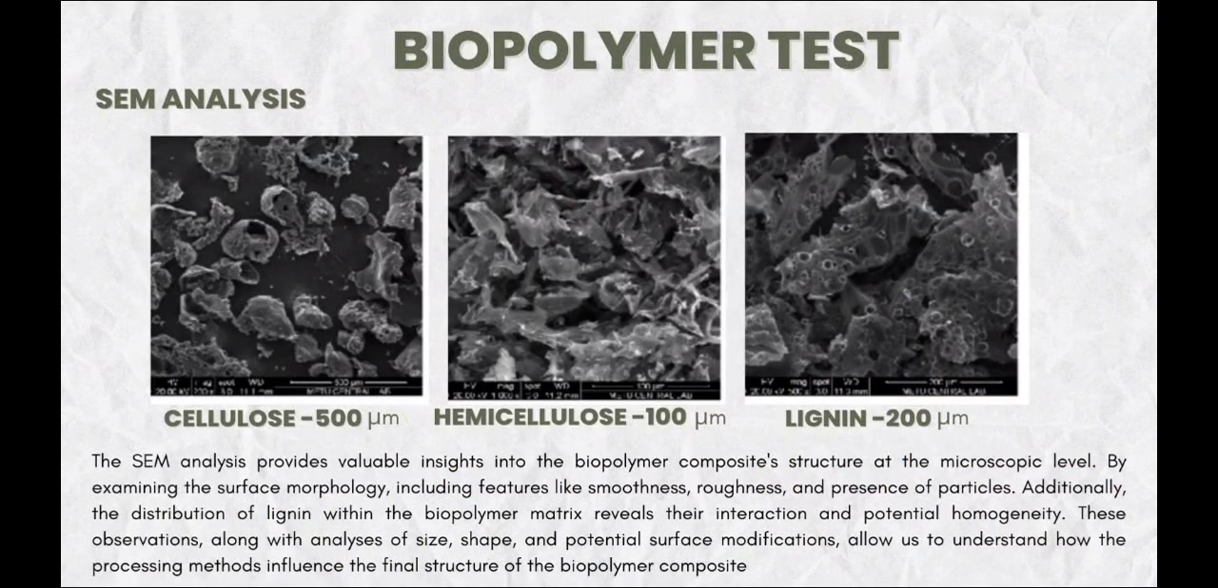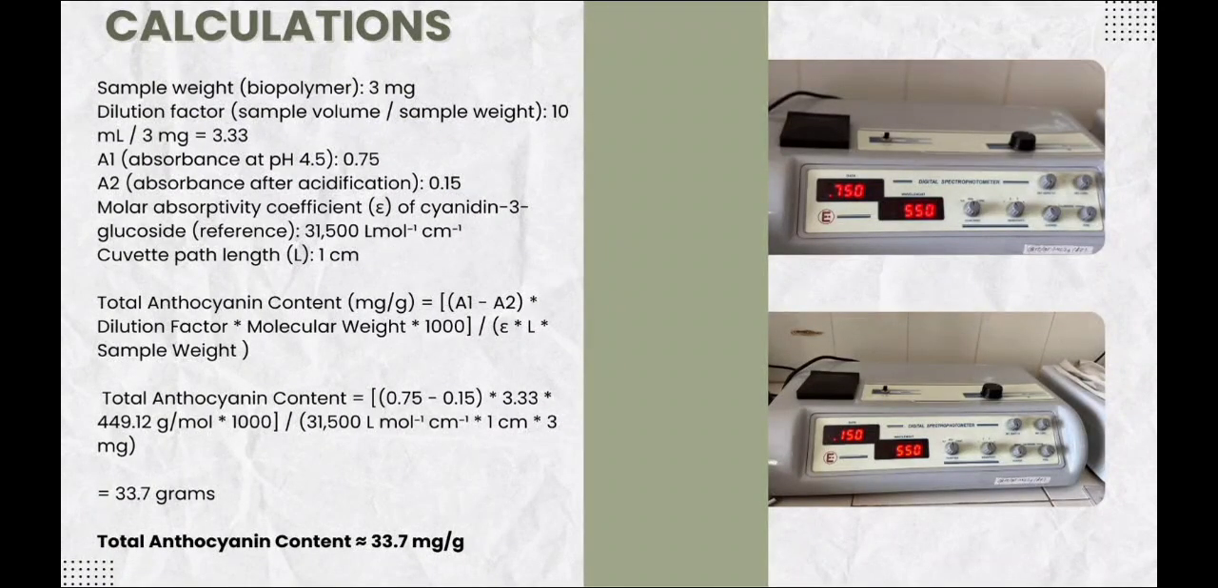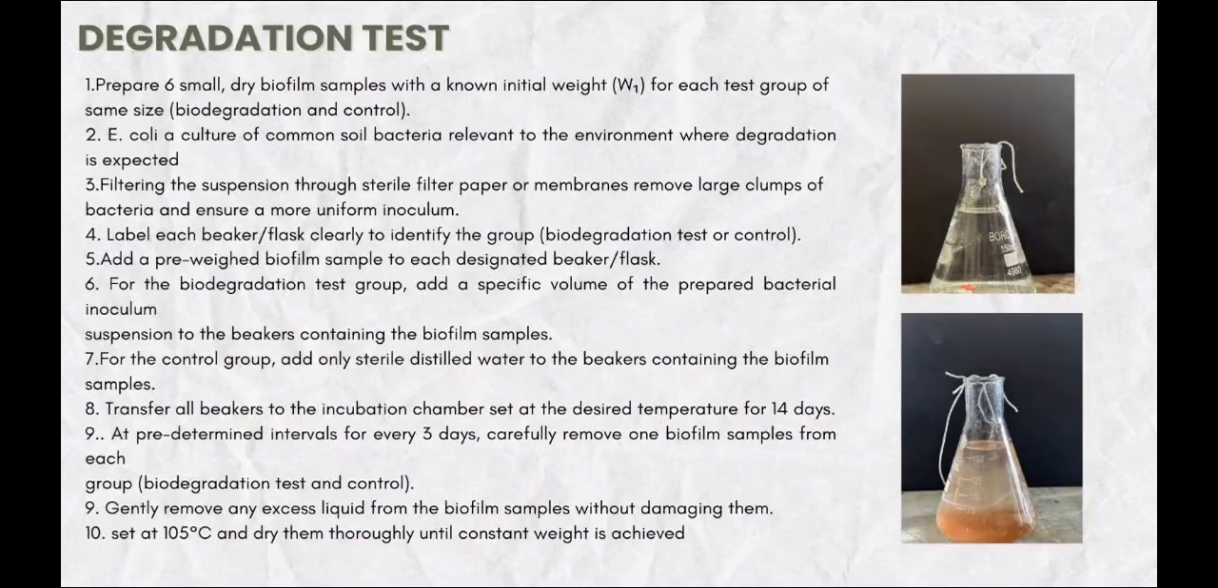The SEM analysis gave us a clear idea of the structure at its microscopic level. To calculate the amount of anthocyanin present in the biopolymer, we took a test tube and added 2 to 3 grams of biopolymer to it and added a sodium acetate buffer of pH 4.5, and we also made a blank solution with no biopolymer, only the sodium acetate buffer. Using the formula, we calculated the amount of anthocyanin content in the biopolymer and it was found to be 33.7 mg per g. For testing the biofilm, we did a few experiments like swelling ratio and degradation test.